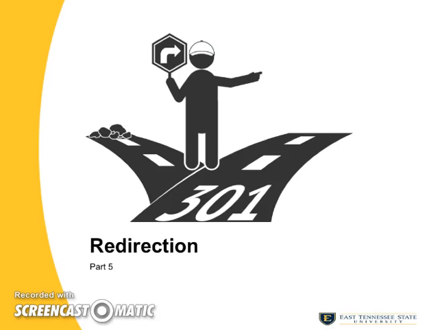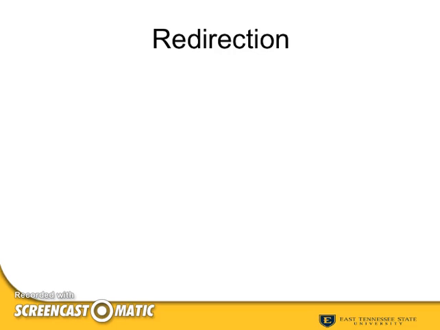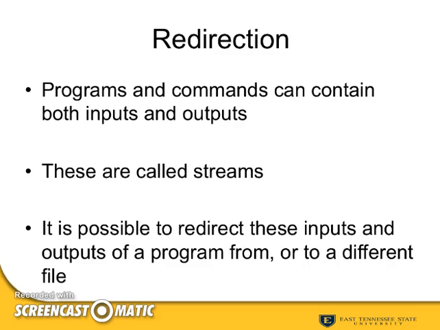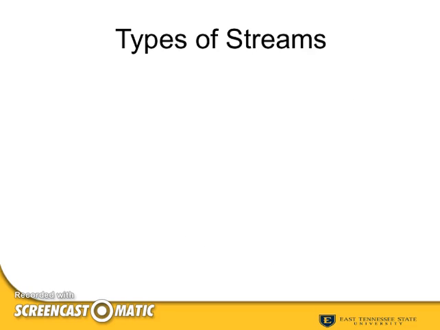In this video, we'll be discussing redirection. In Linux, programs and commands can contain both inputs and outputs. These are called streams. It is possible to redirect these inputs and outputs of a program from or to a different file. There are 3 types of streams.